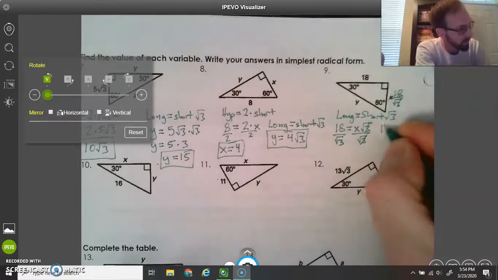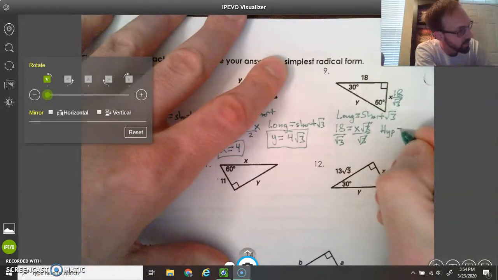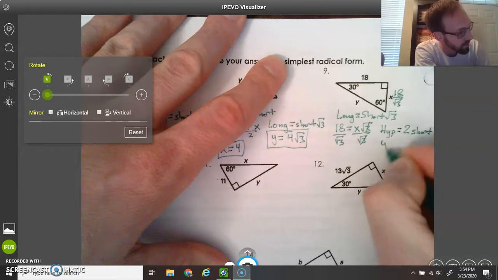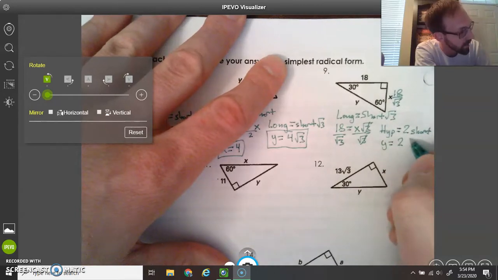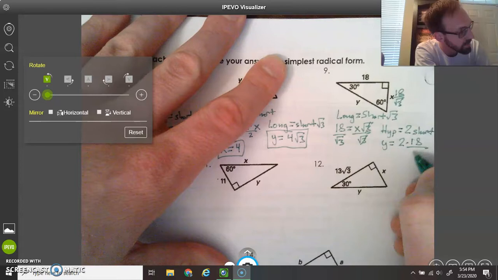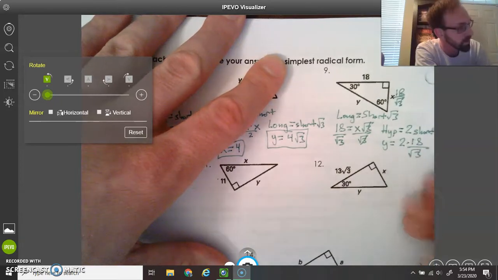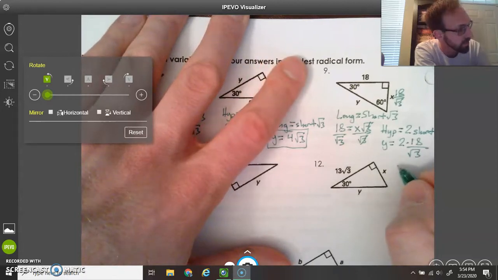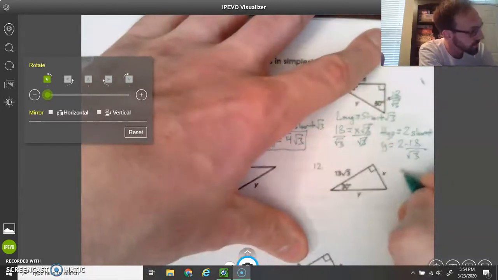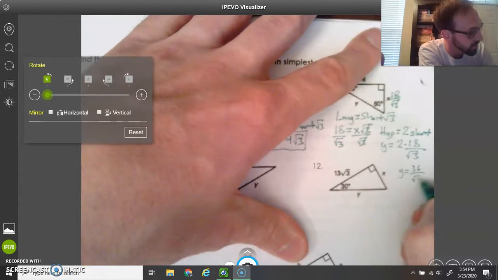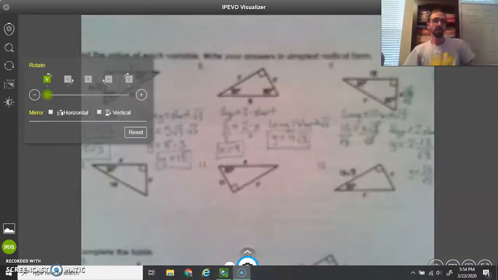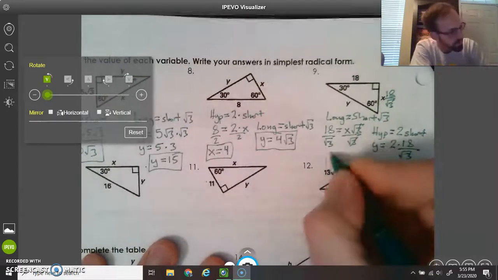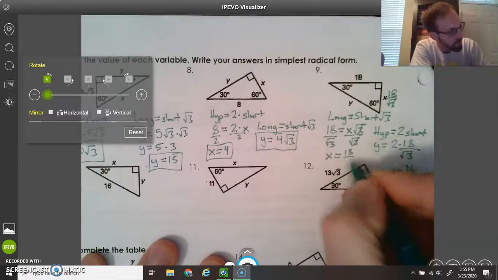So to get the hypotenuse, that's equal to 2 times the short. Hypotenuse in this case is y. 2 times 18 over square root of 3. 2 times 18, multiply the numerators. 2 times 18 is 36. So we get y equals 36 over square root of 3.